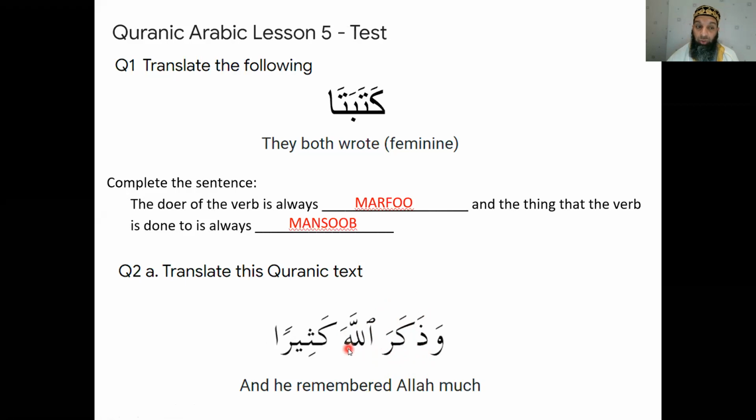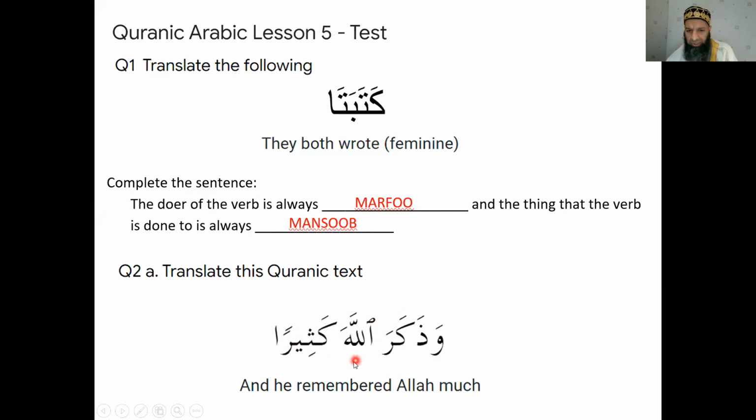Right, Allah is not doing the dhakara. Why is Allah not doing the remembering? Because Allah is not marfu. Allah is mansoob. So Allah is not doing the verb. Alright, there's no marfu word, okay?